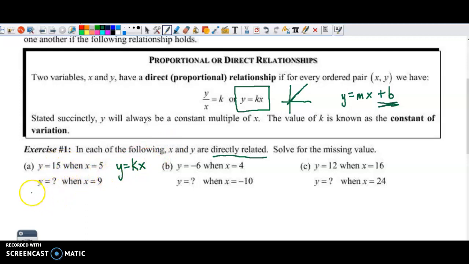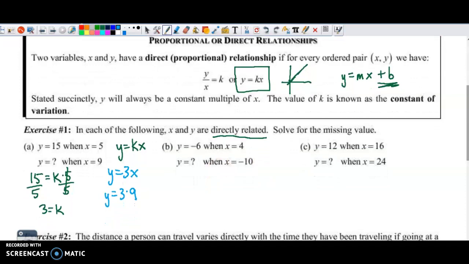In this situation, we know that y is 15 when x is 5. And so you can find the constant of variation by dividing 5 over, and 15 divided by 5 is 3. And so what that means is that you can use that equation and replace k with 3. And now you can figure out what y is when x is 9. And 3 times 9 is 27. And I realize that there's faster ways of doing this, but right now I want you to have an equation that you can fall back on.